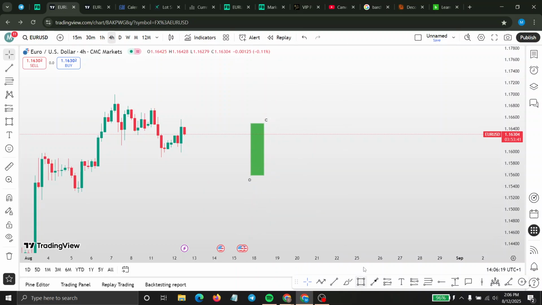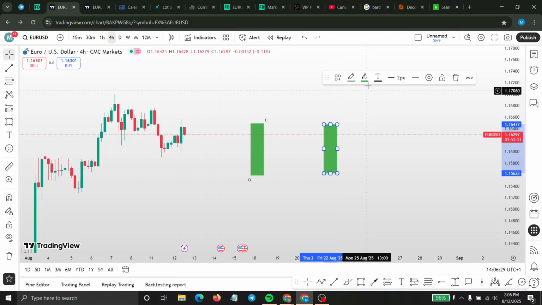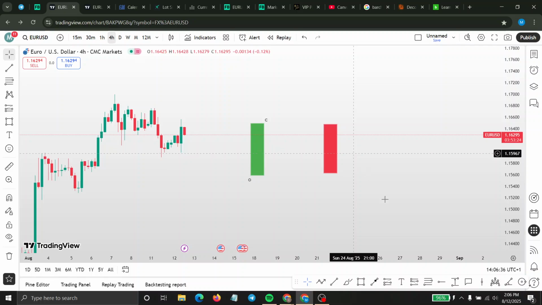Now the bearish candle, which is the opposite of the bullish candle. For us to see a bullish candle, we also want to see a bearish candle. With a bearish candle, what do we want to see? A red candle. And with a bearish candle, where does it open and where does it close? The bearish candle opens from the top and closes at the bottom.